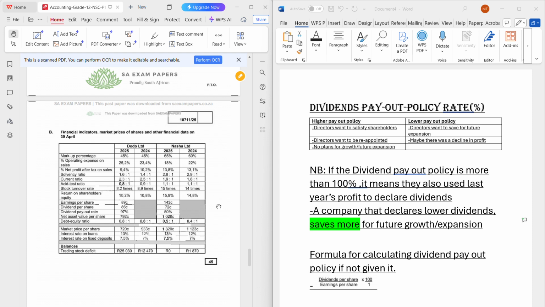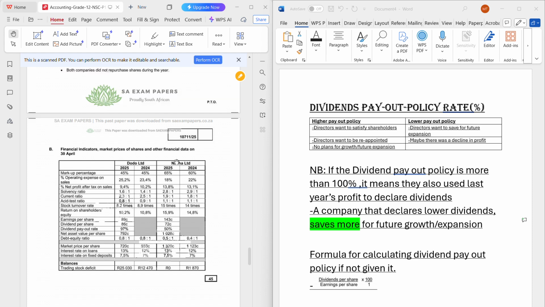So the answer is that Nasha declared 50% and retained 50% for future growth, and I've explained why. Here, this is the reason they retained 50%. This one retained only 3% because they declared 97%. So those are the reasons you can use.